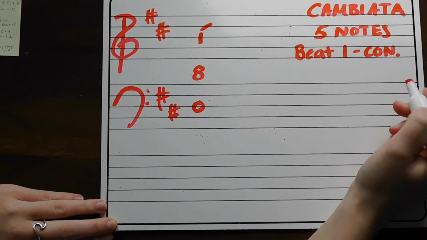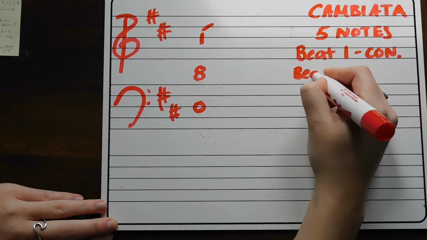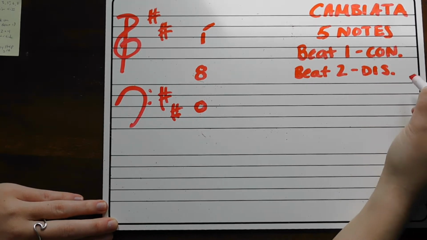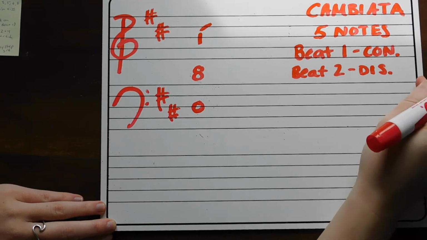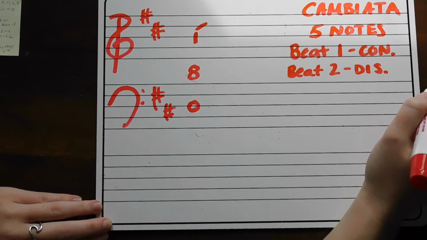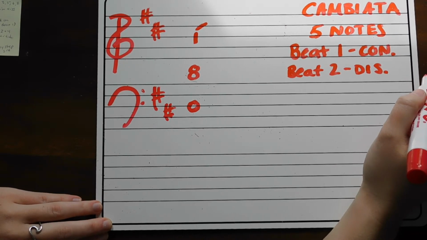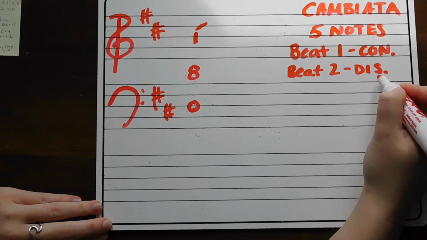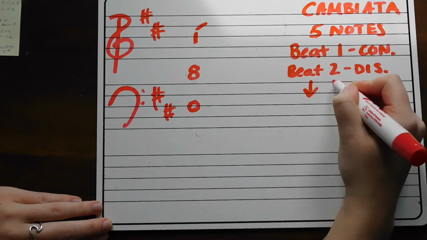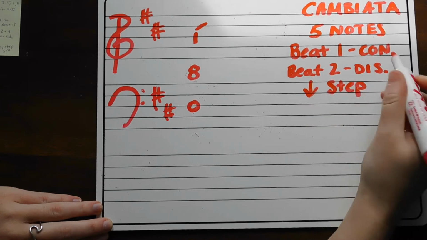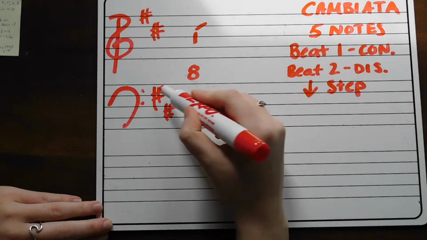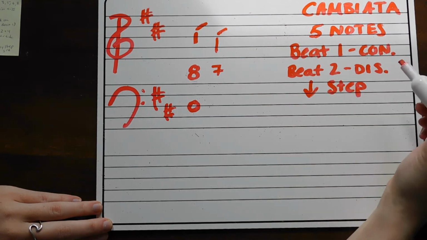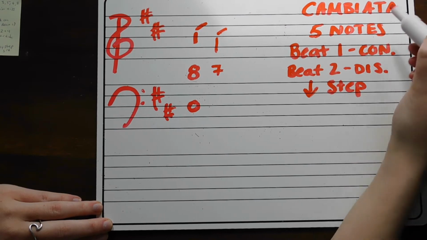Beat 1 is consonant. Beat 2 is going to be dissonant, and this is a pattern that you must follow. What you are going to do is go down by step. So you're going to go from beat 1, consonant, and go down by step to beat 2. So here we go. That's going to go, and then this is going to be dissonant, right? So you can't do a cambiata.